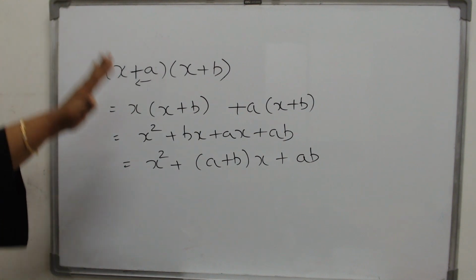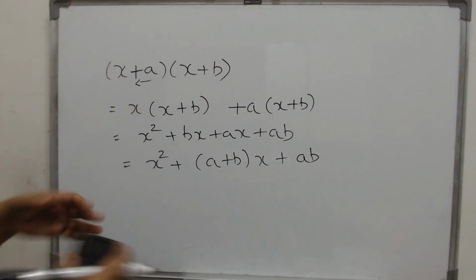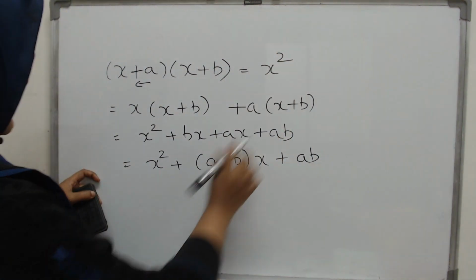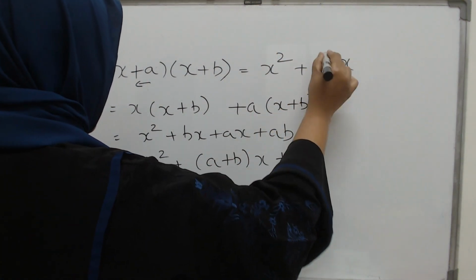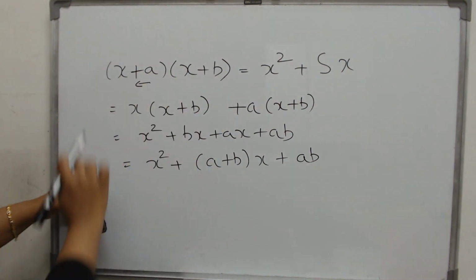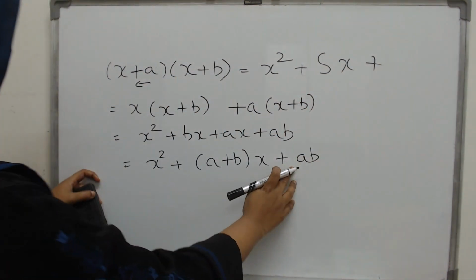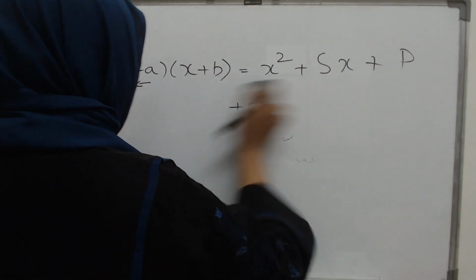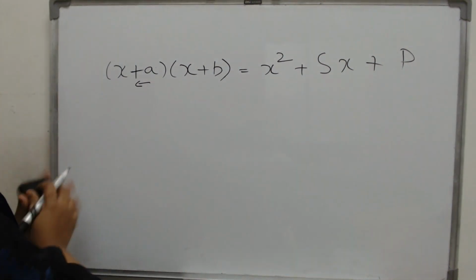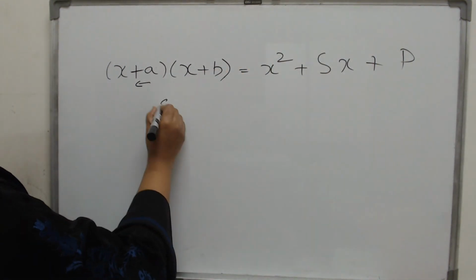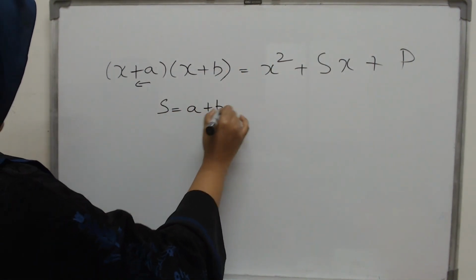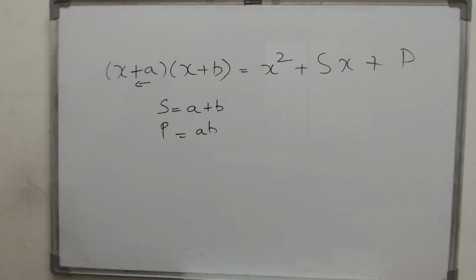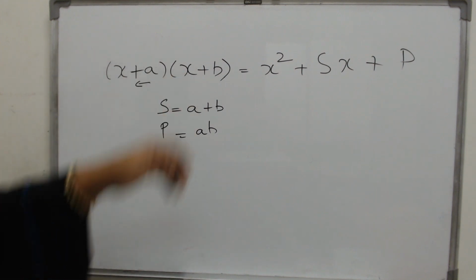Now let us cut all this drama and go straight to the identity. The first term, x square. The second term, what comes with x? The sum of a and b. What is the third term? The product. We are not going to do all of these steps every time. Straight away, this is your identity, where s is the sum of a and b and p is the product of a and b.